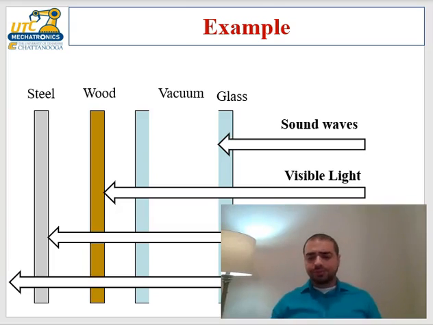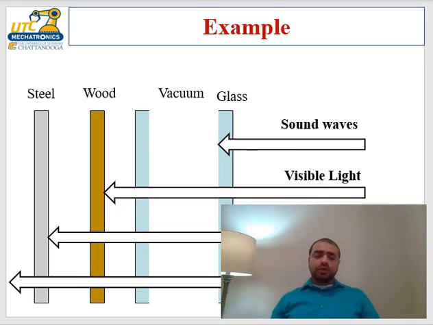Let's take an example here. If we have, for example, four waves, we have a sound wave. Again, a sound wave is a pressure wave. Then visible light. We saw how it extends between slightly below 400 to about 800 nanometers.